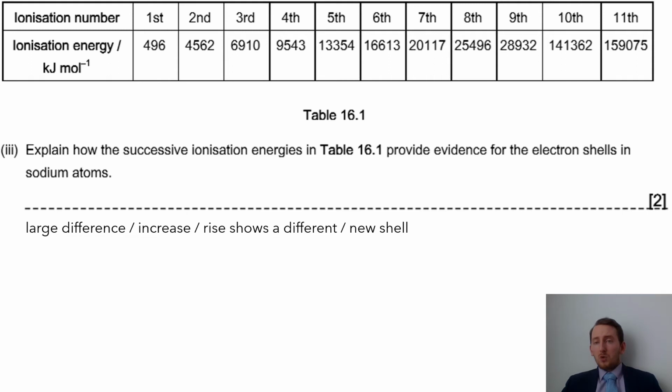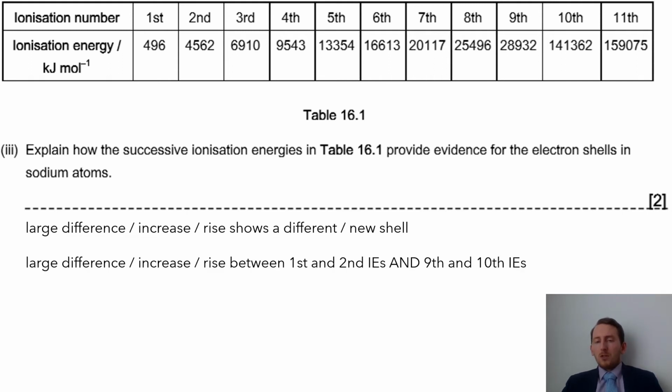And then we also look between the 9th and the 10th. Really big jump between those shells there. So 2 marks mentioning that you're looking for that big increase, and then saying for the first and the second, and then the 9th and the 10th.